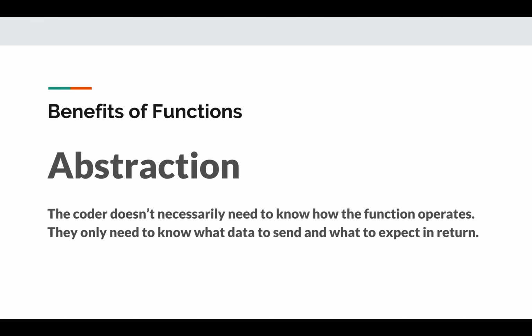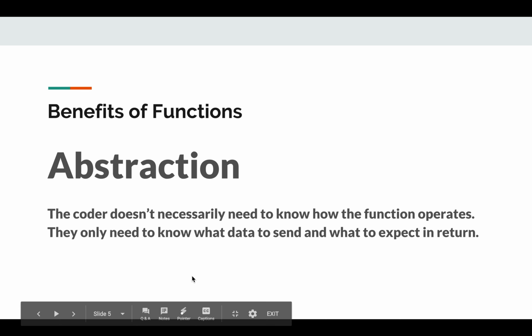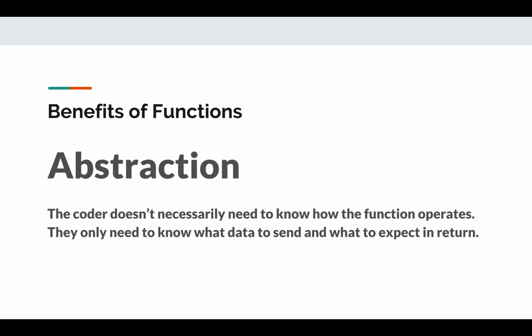And the third thing is this idea of abstraction, and that's kind of the black box idea. We don't care how the function gets its answer. We don't need to know the algorithm inside that function. All we need to know is what do we need to do to get the function to work, and what kind of information might the function send back to us to tell us what the answer is.